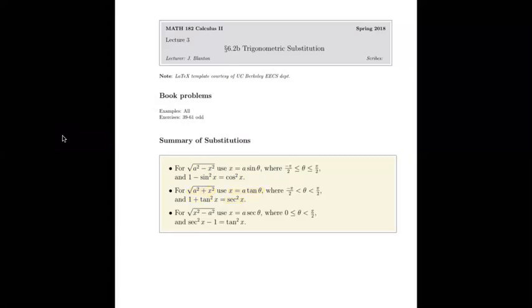And finally, we have x squared minus a squared, which is a variation of the identity above. But only in this case, we use x equals a secant theta, as we see here. So the trick to trig substitution is to recognize your form and use the correct substitution. Usually from there, it's just a matter of simple trigonometry and calculus to work your way through the integral.